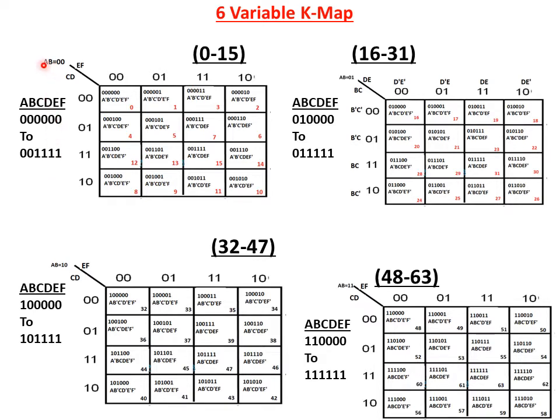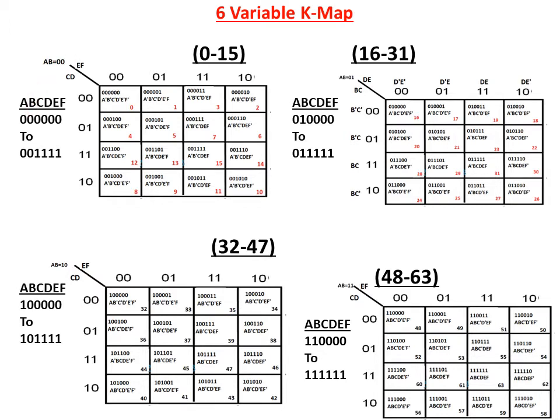Here the variables are represented as A, B here, the common variables for the cells, and here C, D, E, F. The common variable for all cells is AB. This is 0, 0 for the first cell, 0, 1 for the second cell, 1, 0 for the third cell, and 1, 1 for the fourth cell. Now we will see the proof for that.